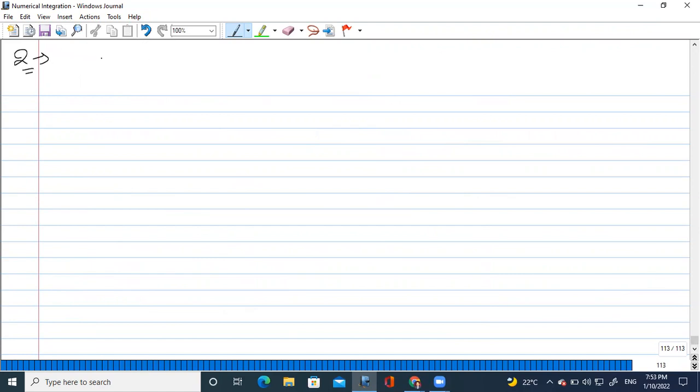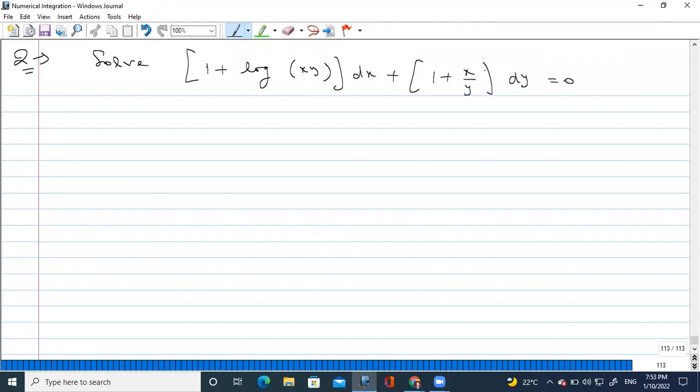Let us take one question of this. Solve (1 plus log xy) dx plus (1 plus x by y) dy is equal to 0. This is a function of xy, and this is also a function of xy. No problem, but it is looking like m, and it is looking like n. Understood? It is m dx plus n dy equal to 0, so this is the same kind.